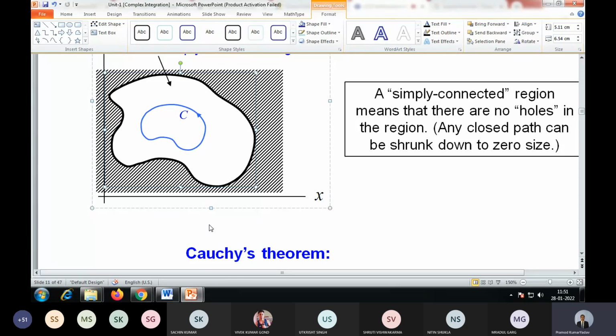Now I had said that if there is any polynomial a naught z power n plus a1 z power n minus 1 plus a2 z power n minus 2 and so on, that polynomial will always be analytic in the entire domain. In whichever region you take it, it will be analytic. So it means if you are taking z square, z square will always be analytic.